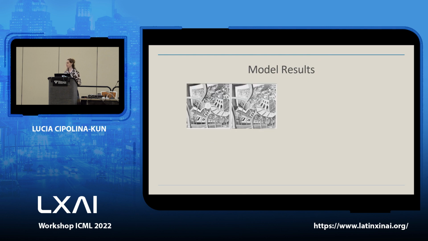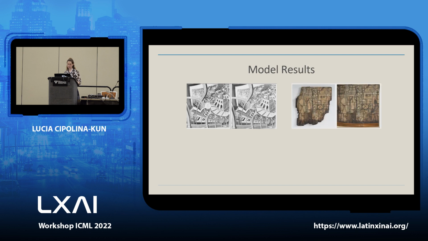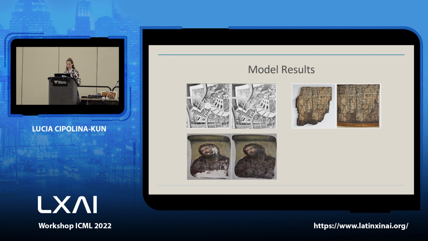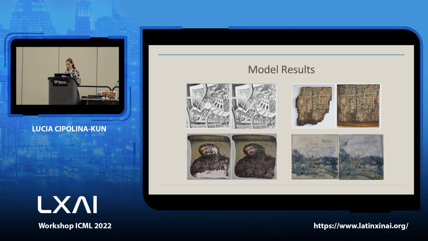Other paintings that we worked on are, well, Escher. This is a painting that has been burned, so we reconstructed it. This is the Ecce Homo, and this is a Cézanne that Cézanne left unfinished. So basically, we are proposing a model that will aid the reconstruction of artwork.